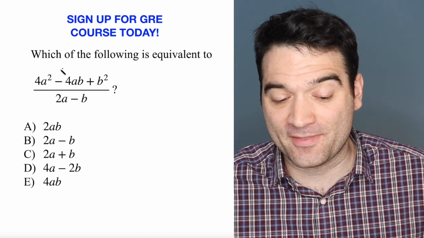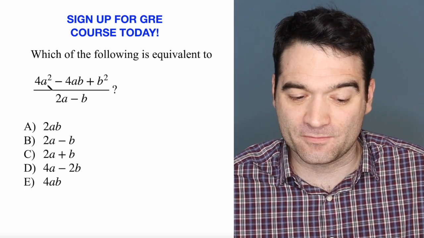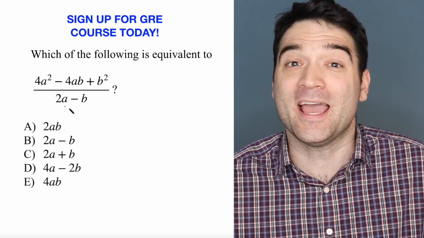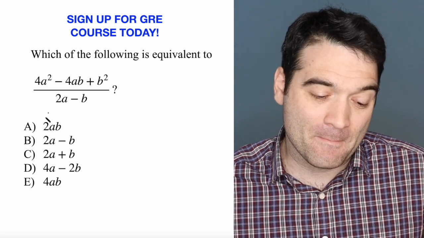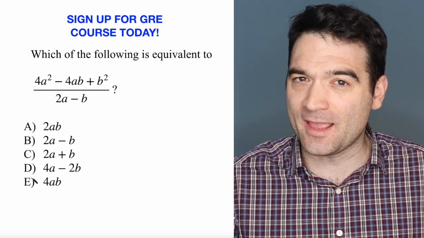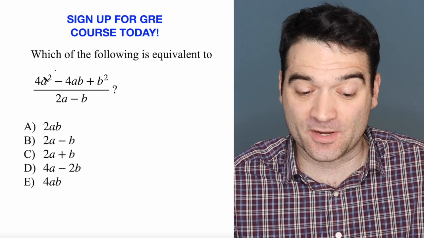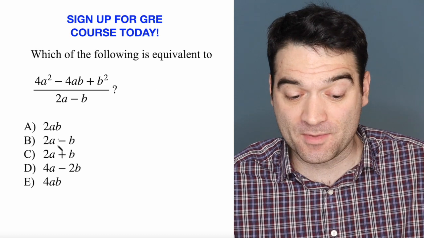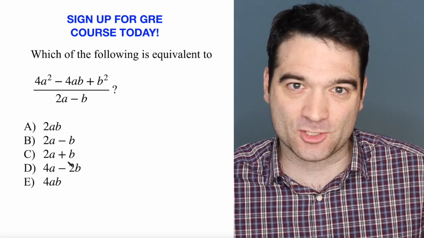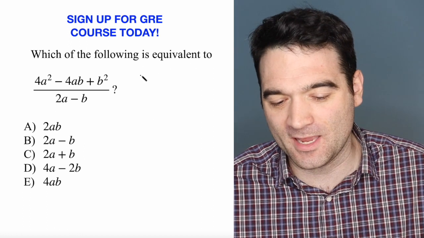Let's start by pointing out that this is a vague expression. What do I mean by that? I mean, these are variables. They could be anything. We don't know. But the answer options are also vague. And what that means is that we should be able to plug in numbers for a and b, get some answer here, and then plug those same numbers into these and get the same answer. Whichever one gives us the same answer is the winner. Let me show you what I mean.